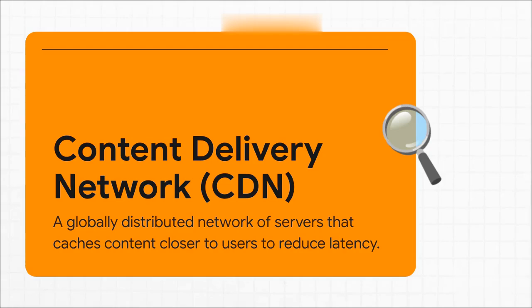So if we can't make the data travel any faster, what's the solution? Simple. We make the distance shorter. And we do that with a content delivery network, or CDN for short. Think of it as a global network of mini warehouses. We store copies of our stuff, images, videos, whatever, in these warehouses all over the world, so they're physically closer to our users. It's brilliant.